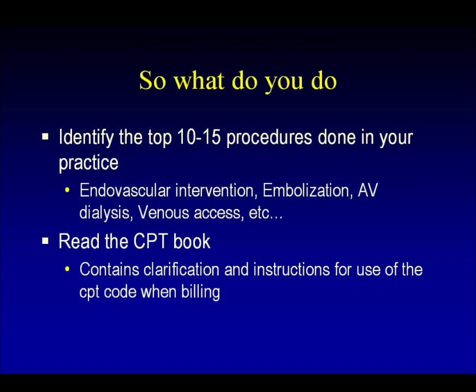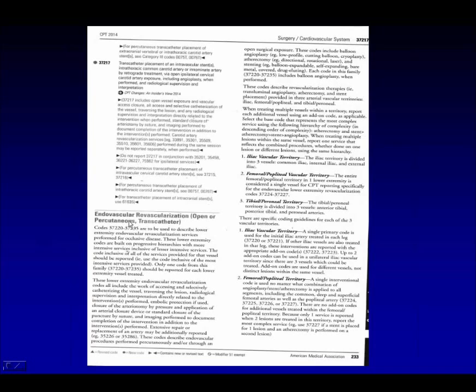And then go to the CPT book. You'll have them in your facilities. Just pick up one of the CPT books and read the sections about those codes. There's a lot of introductory language, and this is just a page out of the CPT book, which talks about endovascular revascularization, open or percutaneous. It talks about the family of codes and how the territories are divided up, and then about how to specifically use these codes in billing circumstances. This will give you the background on how to successfully and appropriately code for these procedures.